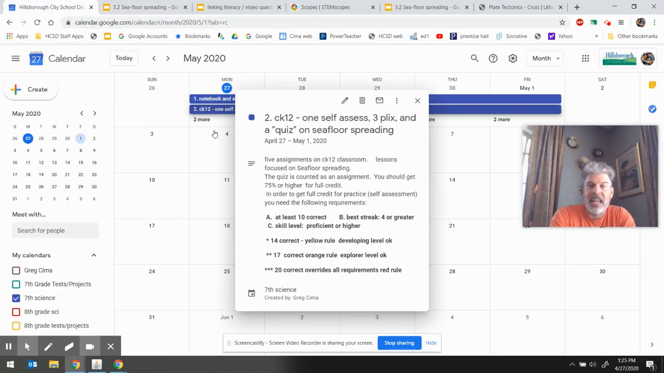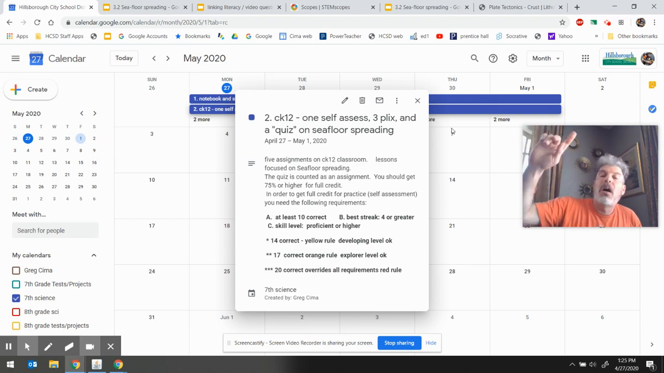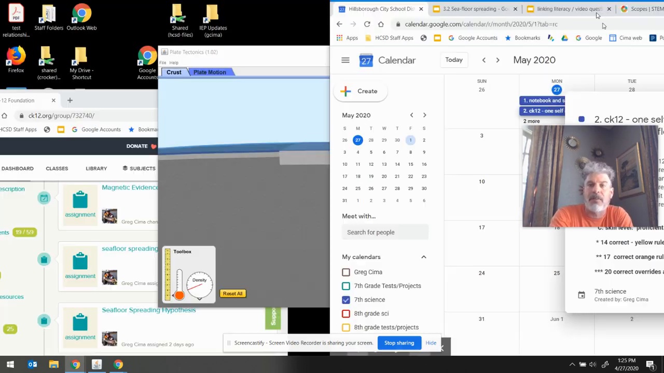My second task I came up with this week is the CK12 assignments. I found 5 different CK12s, but don't worry, 3 of them are PLIX. I have 3 PLIX assignments, a self-assessment with our old rules for self-assessment, and the new score, the quiz, which I cherry-picked, I think 26, 27 questions on seafloor spreading, and I want you to get at least 75% or higher to earn full credit on the CK12 assignments.